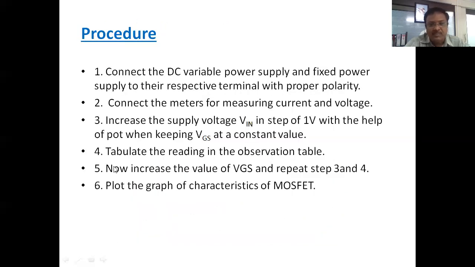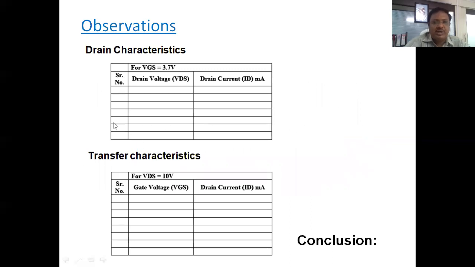Now the procedure is given. Connect the DC variable power supply and fix the power supply to the respective terminals with proper polarities and so on. So this is for your reference. Connect the meters, then increase the supply V in steps of 1 volt with the help of the pot while keeping VGS at a constant value. Tabulate the readings in the observation table and so on. This is the observation table.